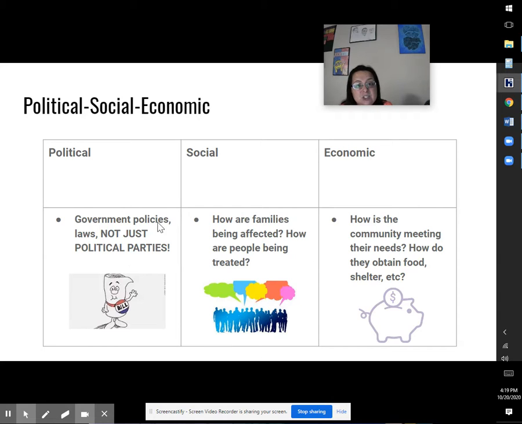And when we are looking at social, we are focusing on the people. So how are families being affected by different policies? How are people being treated? Then finally, we are looking at economic. Many times, most of us want to think of economic as only money, as only currency, and that is just a small portion of it. When we're looking at economics, we are really focusing on how that community is meeting its needs, and how they obtain food, shelter, etc. Most of the time, they are obtaining these items through currency, but currency is just a topic within the big broader picture. So keep that in mind.